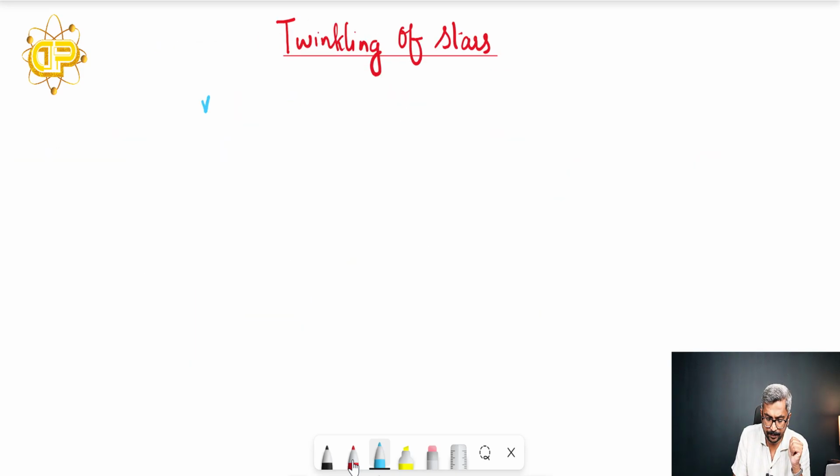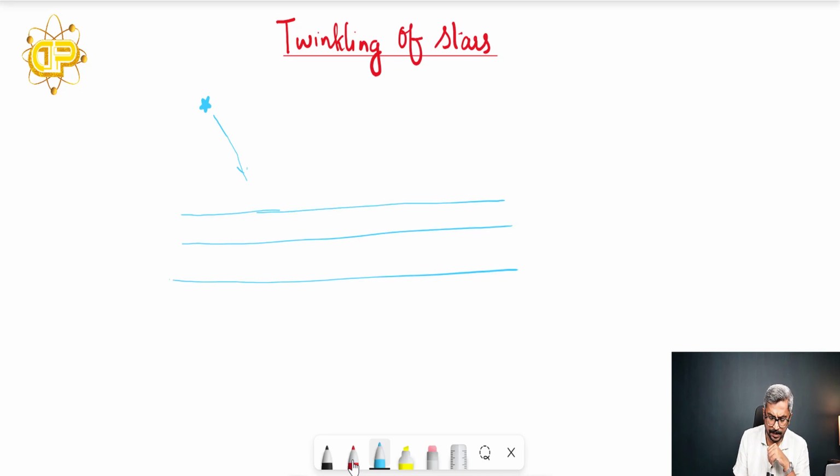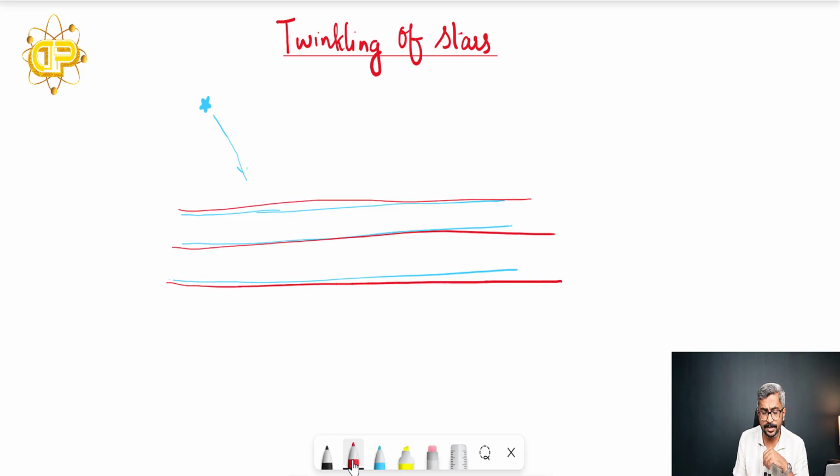Just imagine that there's a star here, and the light is coming from the star like this, and it enters the Earth's atmosphere. The specialty of Earth's atmosphere is that it is continuously changing due to the change in temperature and so on. So as the light enters the atmosphere, it continuously undergoes refraction. At this particular moment, the refraction will be like this. The next moment, these two layers change their optical densities. As a result, the refraction also changes continuously.